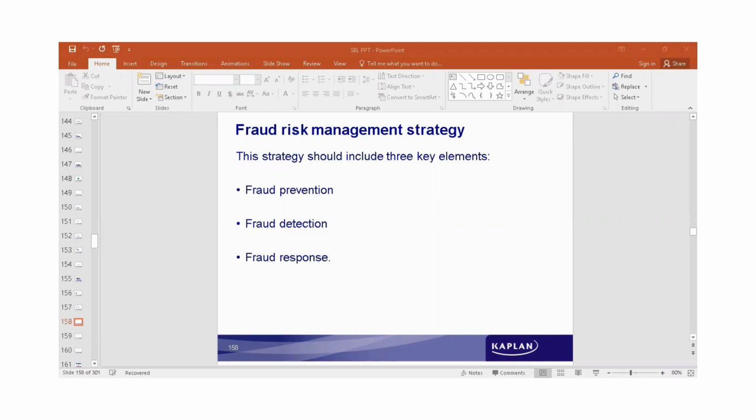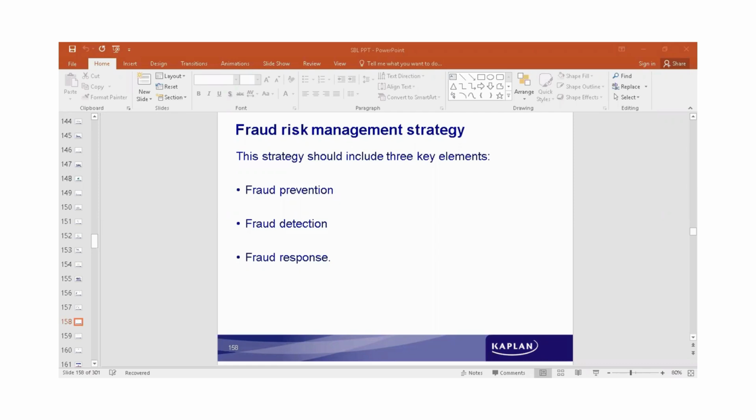Okay, now we have fraud risk management strategy. In terms of managing fraud risk, the management has three different key elements or stages with which this can be dealt. The first one is fraud prevention, second is fraud detection, and third is fraud response.